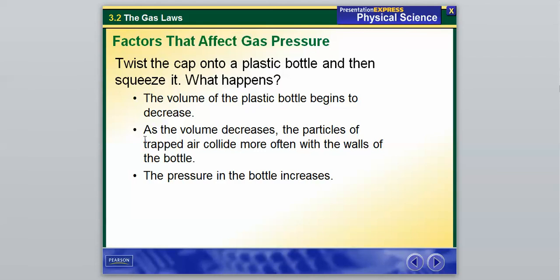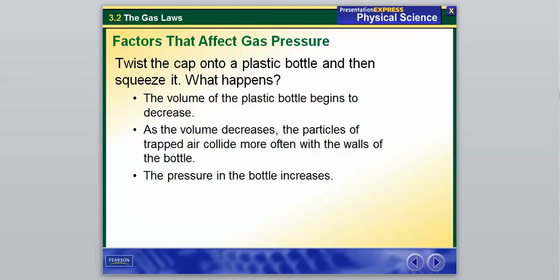If you squeeze it and crunch down the bottom, the volume of the plastic bottle begins to decrease, and as the volume decreases, the particles of the trapped air collide more often with the walls of the bottle, and the pressure in the bottle increases. All you're doing is squeezing the bottle, so there's less space for the gas particles. With the space they're confined to, they're colliding more often, hitting the sides more often, and the pressure in the bottle increases. So that is how volume affects it.